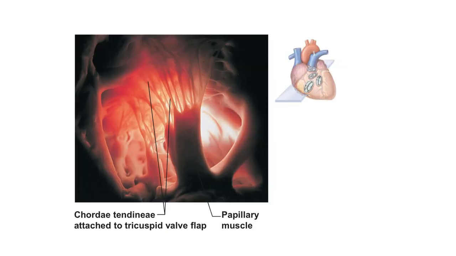The picture in front of you shows an excellent representation of how the valves are held down and are able to work. The Chordae Tendineae that are right here are basically the heartstrings of the heart and attach those valves to the papillary muscles seen down below.